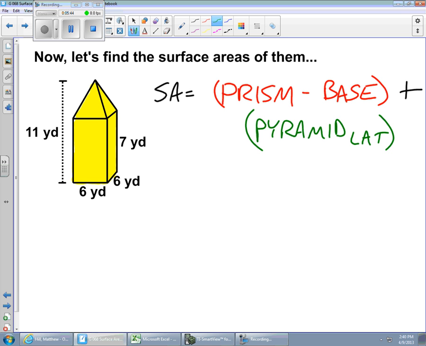Okay, so these are a little bit strange as far as formulas go. We haven't really run into anything like this. But let's see if we can turn this explanation into a formula, and then we'll turn the formula into some numbers. How do you find the surface area of a prism?